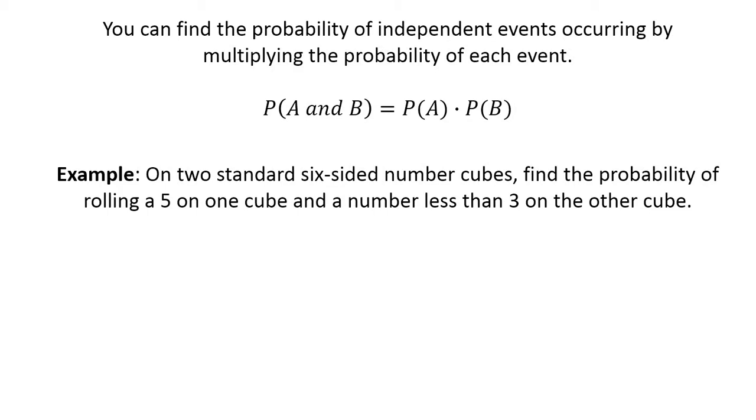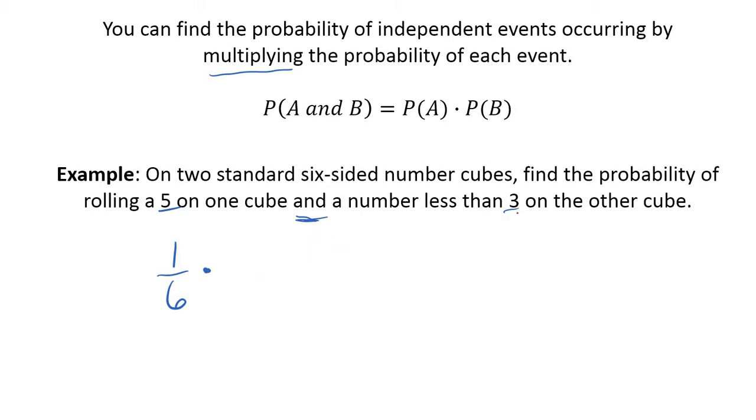Now, you can find the probability of independent events by multiplying the probability of each event. And a lot of times, if you have a situation, you can just add up like we did last time. So let's look at an example. Two standard cubes. Find the probability of rolling a 5 and a number less than 3 on the other one. So what's the probability of getting a 5? Well, that would be a 1 out of 6 probability, right? Because there's one 5, there's 6 totals. And you've got to get both of them, so that means you're going to multiply these together.